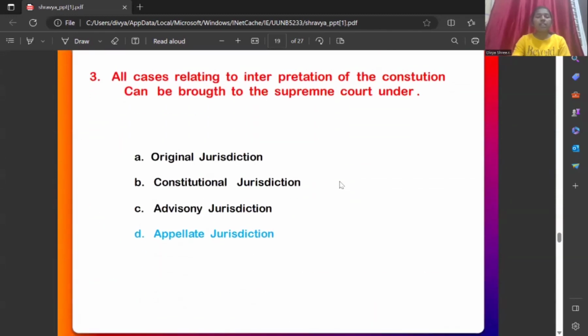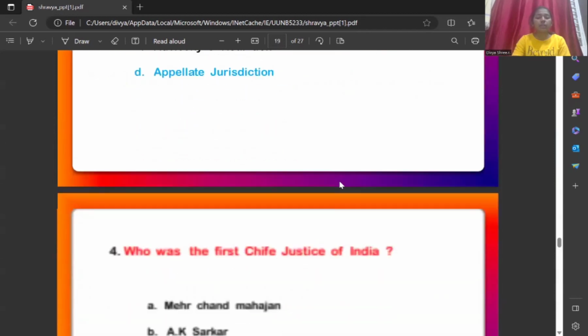And the third question is, all cases relating to interpretation of the Constitution can be brought to the Supreme Court under, the options are: option A is original jurisdiction, option B is constitutional jurisdiction, option C is advisory jurisdiction, and option D is appellate jurisdiction. The correct answer is option D, that is appellate jurisdiction.